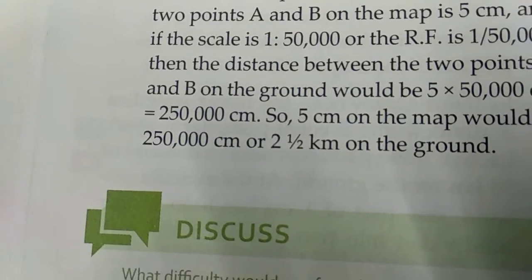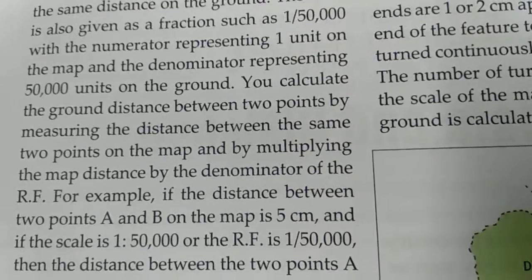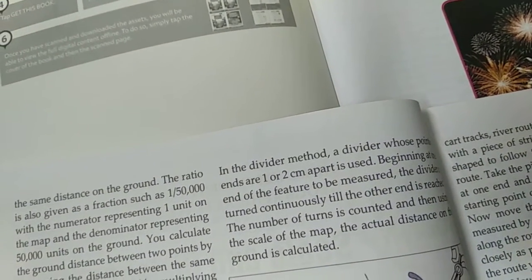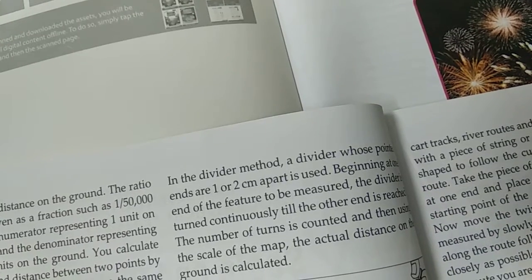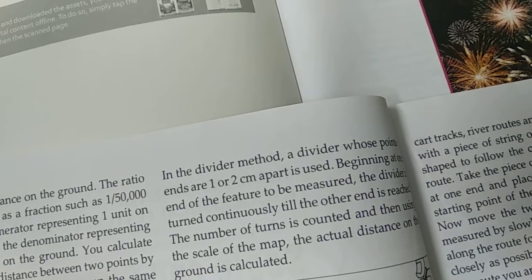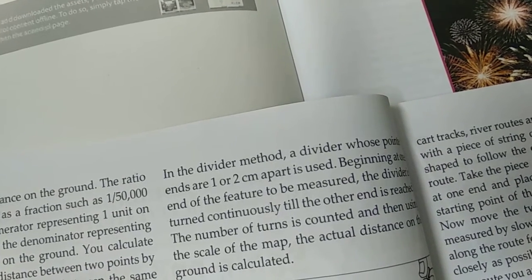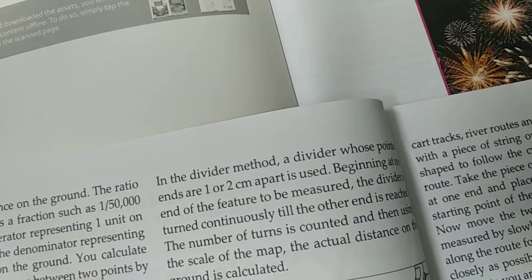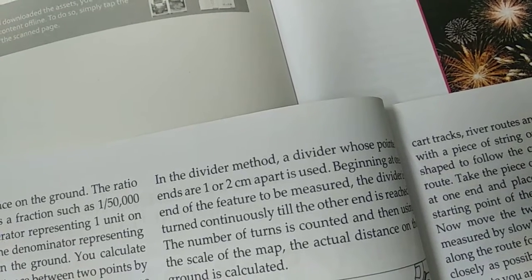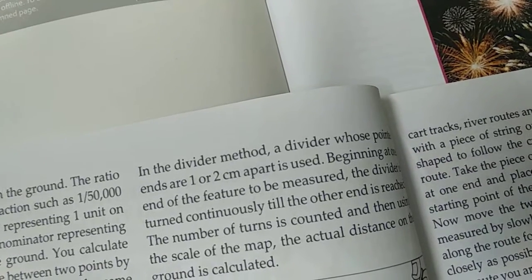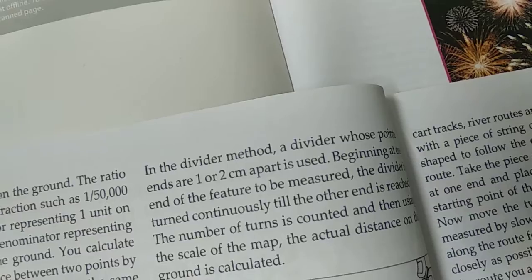Okay, now when it is the divider method, the points 1 or 2 centimeter apart, beginning at one end of the feature to be measured, the divider is turned constantly till the other end of the place is reached. The number of turns is counted and then, using the scale on the map, the actual distance is calculated. Now we will see how the measure of the distance is done.